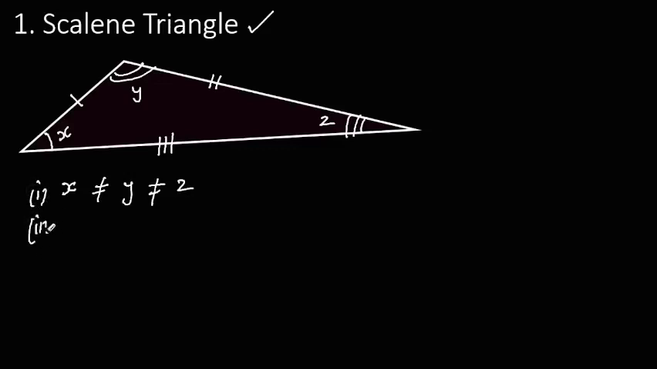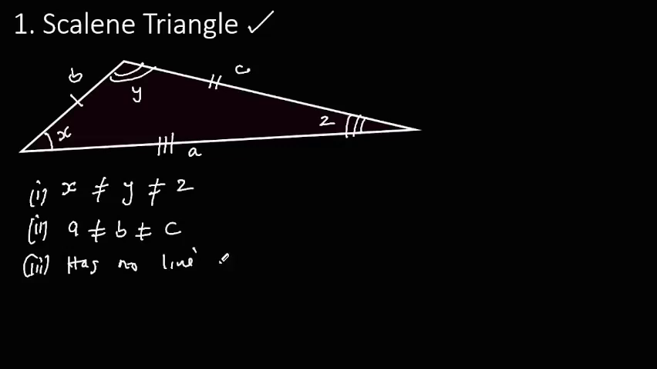The second property: if I have sides A, B, and C, as you can see with these markers, none of these sides is equal to each other, which means that A is not equal to B, is not equal to C. The last property, number 3, is that a scalene triangle has no line of symmetry. A line of symmetry is a line that can divide a shape into 2 equal or 2 identical parts. For a scalene triangle, we don't have such a line. So those are the properties of a scalene triangle.